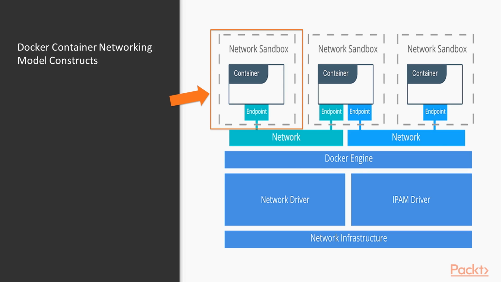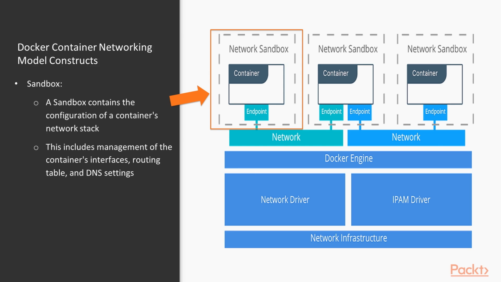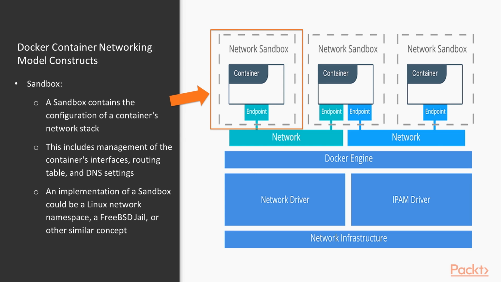So if you take a look at this diagram of the Docker Container Networking Model, or the CNM, you'll see that there is a network sandbox, and the sandbox contains the configuration of a container's network stack. This includes management of the container's interfaces, routing table, and DNS settings. An implementation of a sandbox could be a Linux network namespace, a FreeBSD jail, or other similar concept. A sandbox may contain many endpoints from multiple networks.